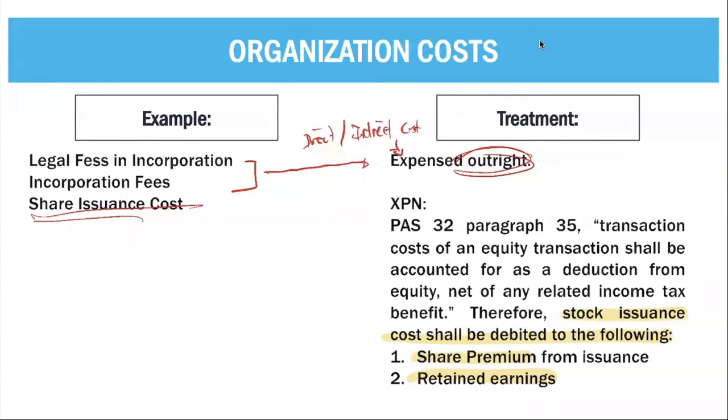So, these direct costs, the treatment is they are expensed outright. While share issuance costs, what is the treatment? First, share premium during the issuance. If not enough, the retained earnings.